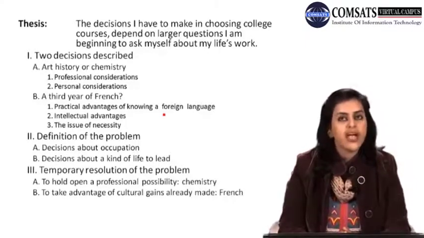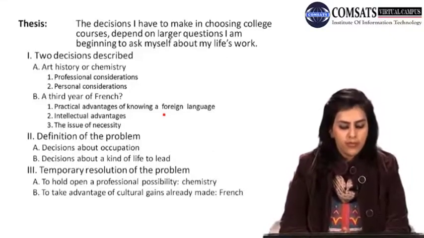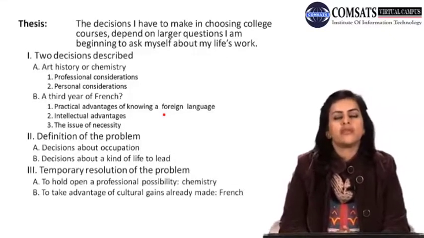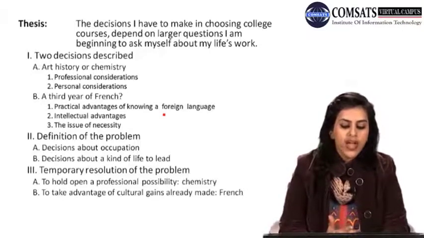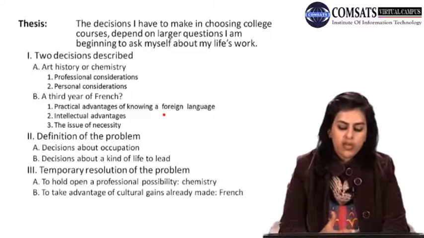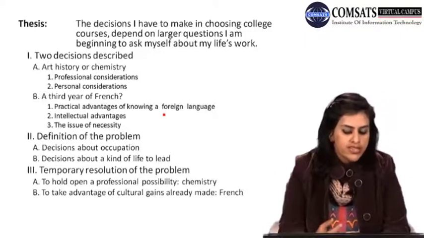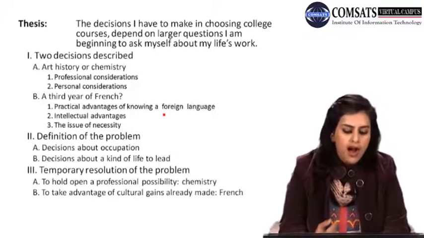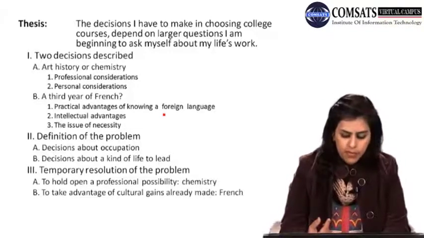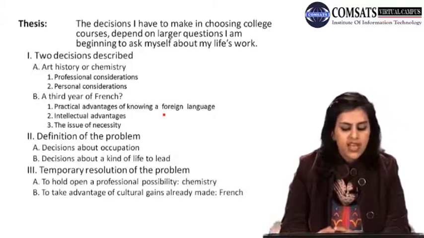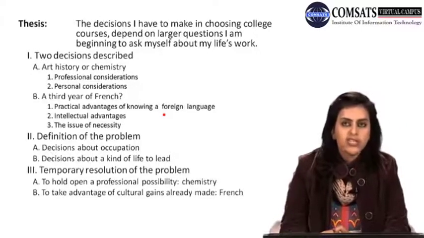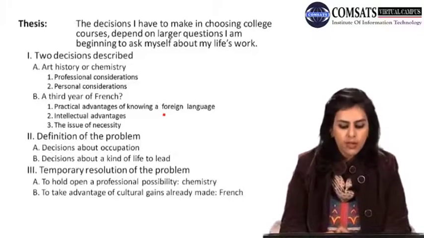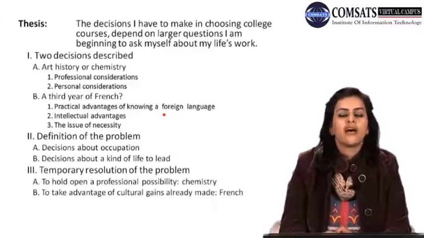Two decisions described. His heading number 1 is, as we have seen in the previous slide as well, written in a complete sentence. So two decisions described: art history or chemistry. Then the professional considerations as well as the personal considerations that he is going to see while opting between art history or chemistry. Part B discusses the third year of French, which sees the practical advantages of knowing a foreign language.